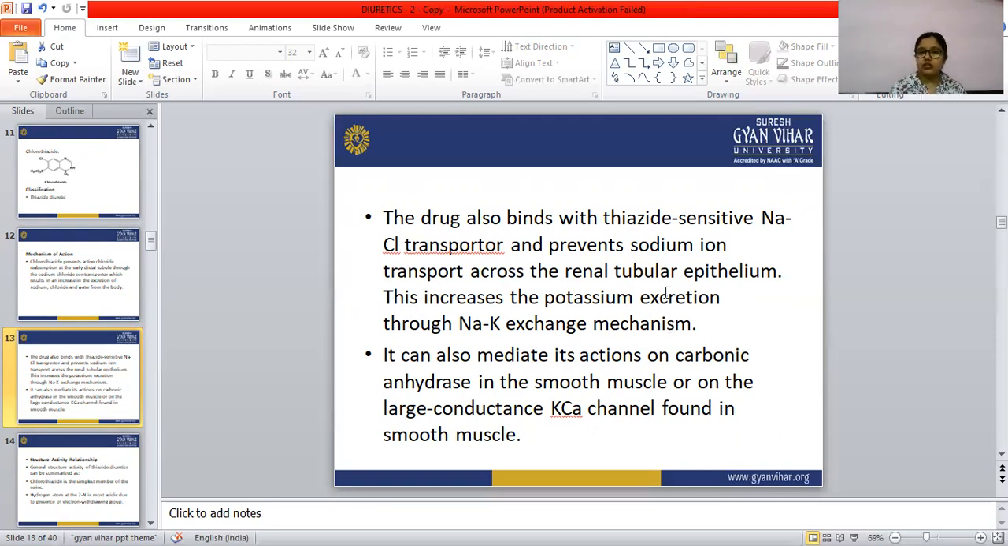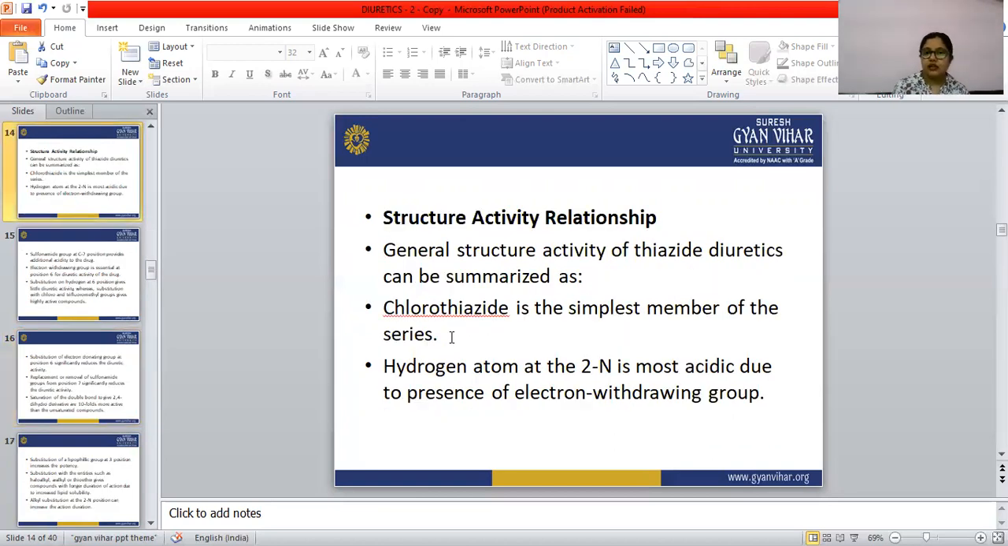So this binding of the drug to the thiazide sensitive NaCl transporters prevents sodium ion transport across the renal tubular epithelium, which increases the potassium excretion through the Na-K exchange mechanism. It can also mediate its action on the carbonic anhydrase in smooth muscle or on the large conductance potassium calcium channel found in the smooth muscle. So this is the mechanism of action of chlorothiazide.